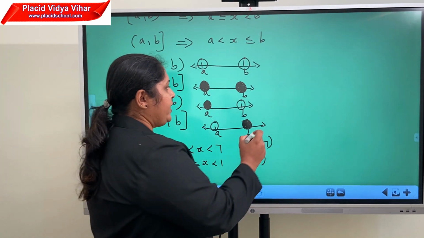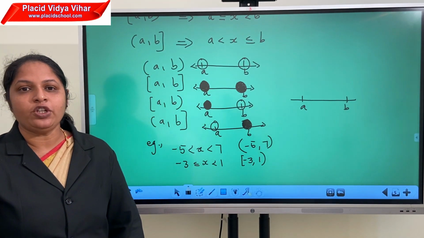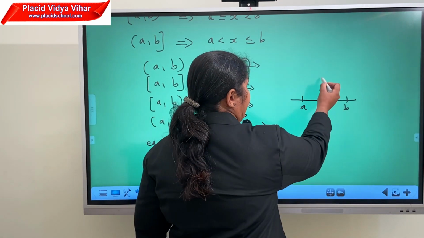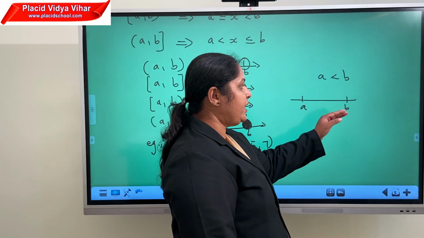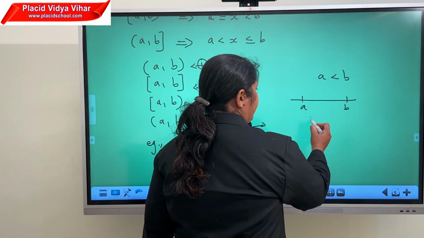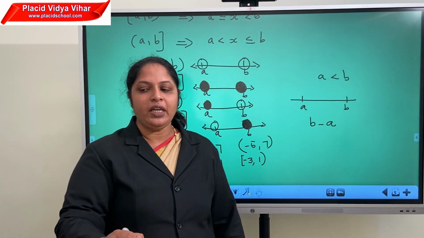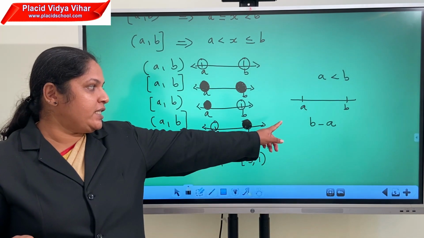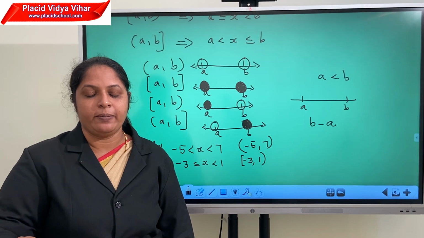Now, when we consider an interval A to B, what will be the length of the interval? Here A is less than B, so B will always be greater than A. Hence the length of an interval is the difference between A and B. So we can always write B minus A as the length of any given interval AB. Write as a note, the number B minus A is called the length of any interval AB.